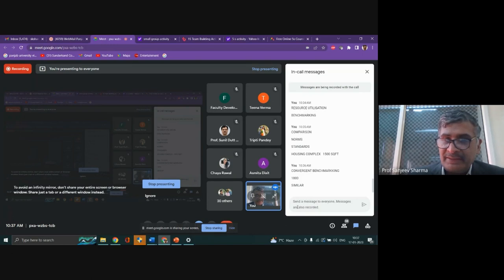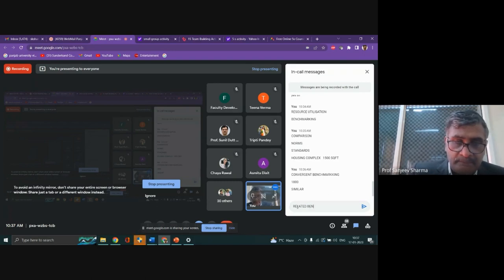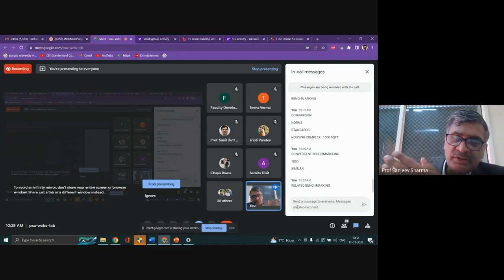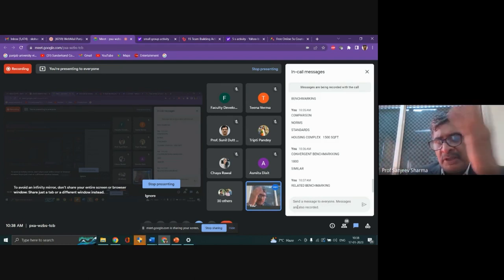Such type of comparisons are the related benchmark. Related benchmark. Because I'm controlling through a method which is in a similar industry. Construction to hai, construction industry hi na, sir. Humne real estate project hi liya. Only thing is housing complex ke kharche kuch aur tarah ke honge. Road or BOT or airport ke or railway station ke kharche kuch aur tarah ke honge. But almost similar lines.